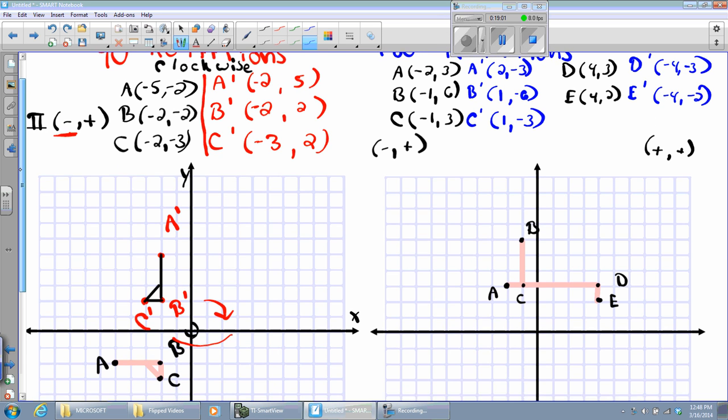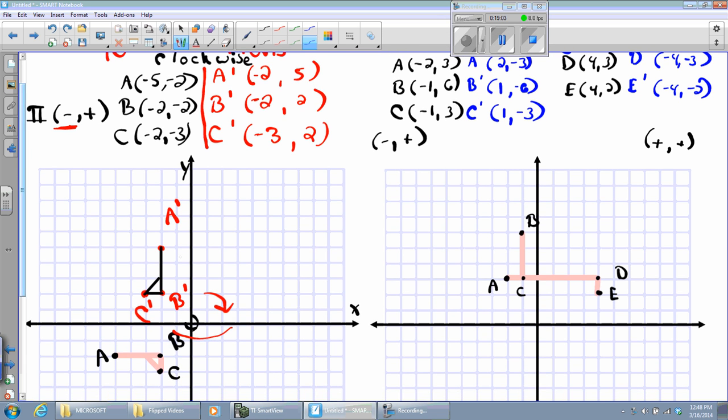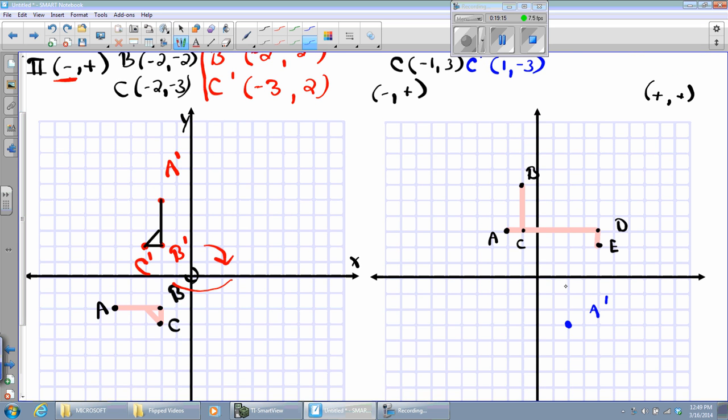If I graph those points, it'll draw itself. So the new A is going to go 2, 1, 2, 3. Positive 2, negative 3. So there is A prime. The new B is at 1, negative 6. So 1, 2, 3, 4, 5, 6. So there's B prime. C is at 1, negative 3.